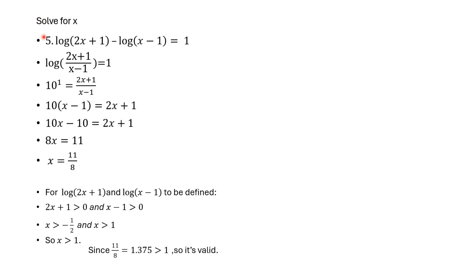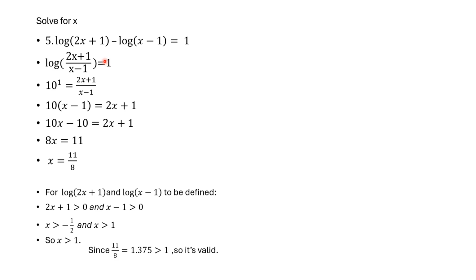So number 5, again solve for x. They gave us log(2x + 1) minus log(x - 1) equal to 1. Again, it's base 10 and base 10, so common bases. Because we're subtracting, I can use law 2, which says I can divide the values. So that will become (2x + 1) divided by (x - 1) equal to 1.